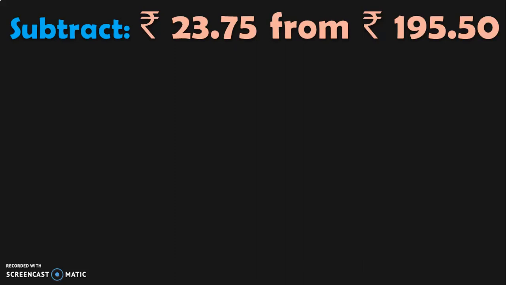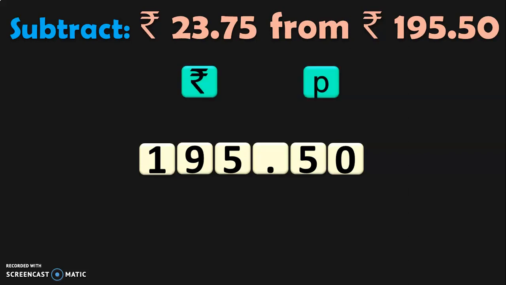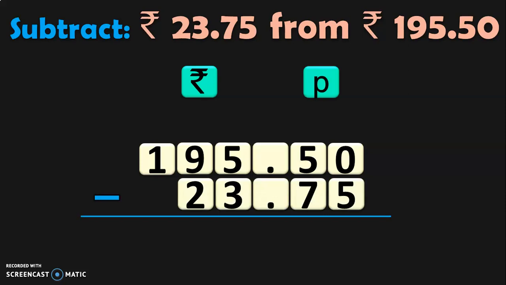Subtract rupees 23.75 from rupees 195.50. Here we are going to subtract a 2-digit number from a 3-digit number and both of these numbers have paise part also. So write them down very carefully. So first write down the number from which you are going to subtract. 195.50. This is the rupee part and this is the paise part. Write down the next number which you are going to subtract at their appropriate places such that the decimal points are one below the other.